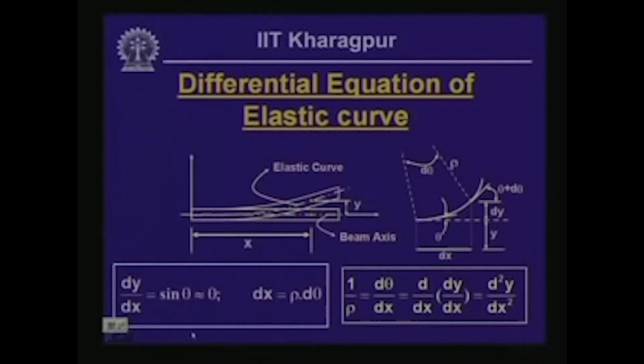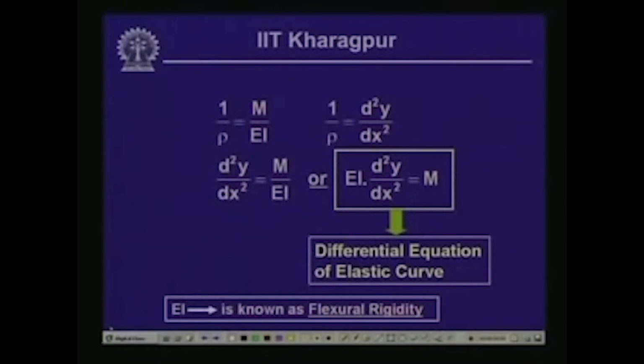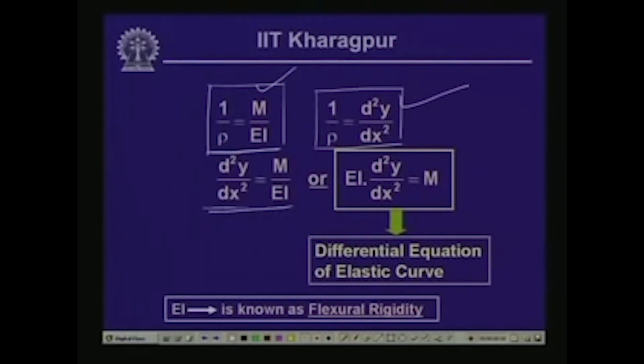Hence, 1 by rho, as we have just seen, is equal to d2y/dx2. Earlier, while deriving the beam bending formula, we obtained that 1 by rho is equal to M by EI. If we equate these two, we get d2y/dx2 equals M by EI, or EI d2y/dx2 equals M. This is what we call the differential equation of the elastic curve.